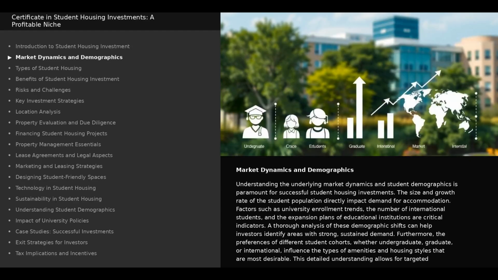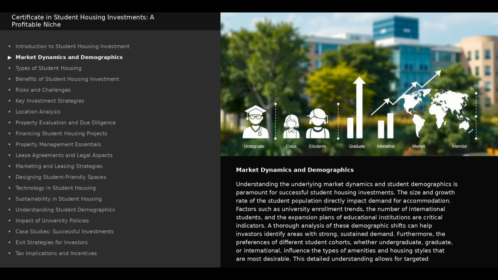Market dynamics and demographics. Understanding the underlying market dynamics and student demographics is paramount for successful student housing investments. The size and growth rate of the student population directly impact demand for accommodation. Factors such as university enrollment trends, the number of international students, and the expansion plans of educational institutions are critical indicators. A thorough analysis of these demographic shifts can help investors identify areas with strong, sustained demand.